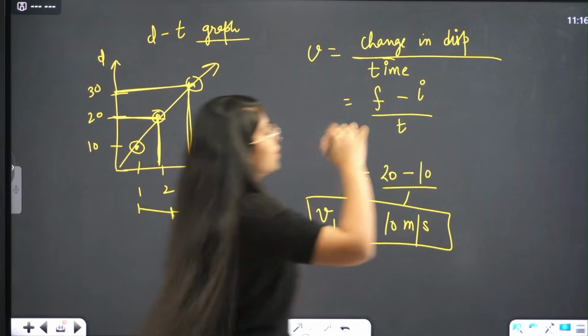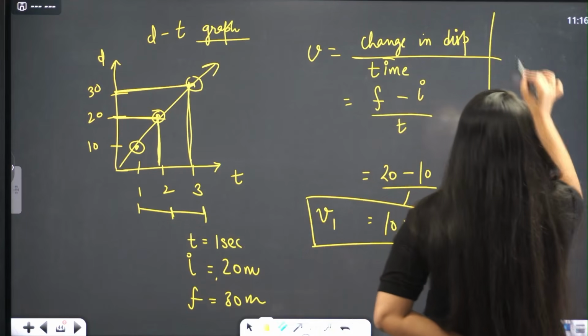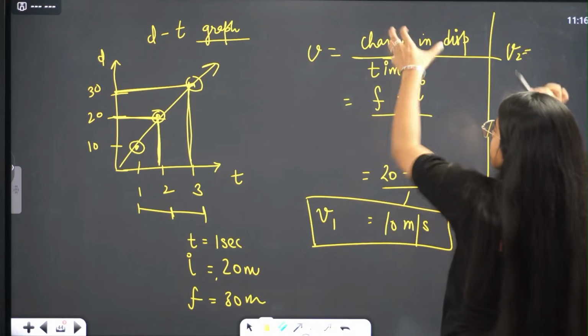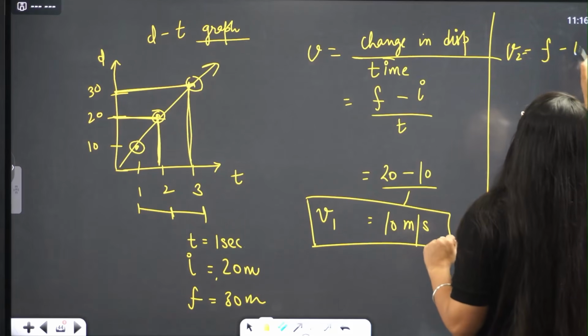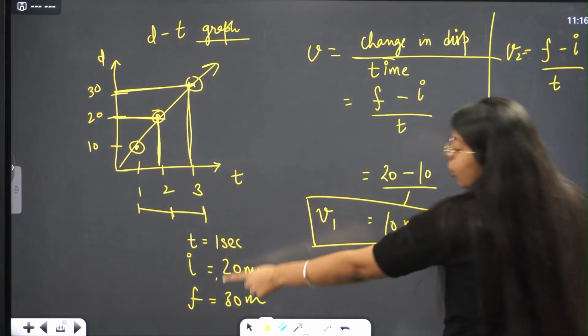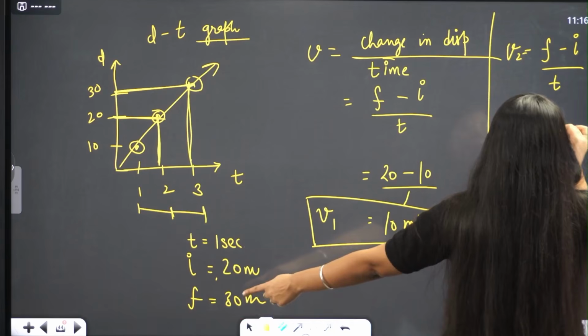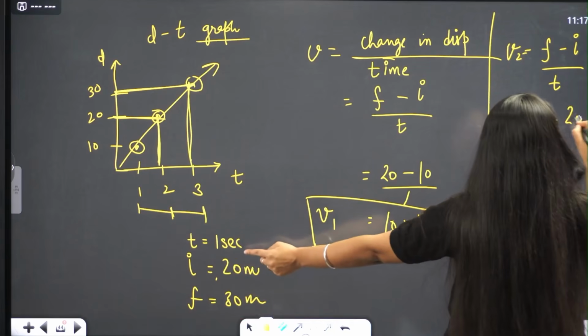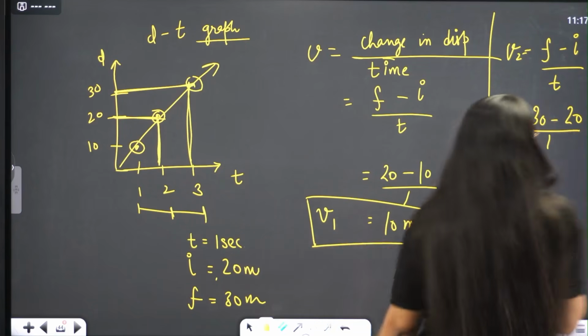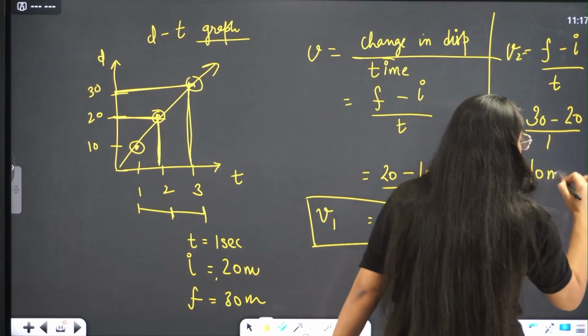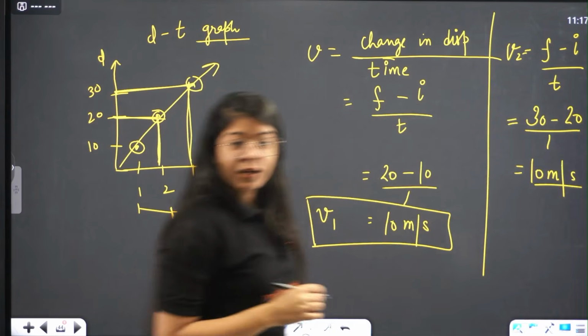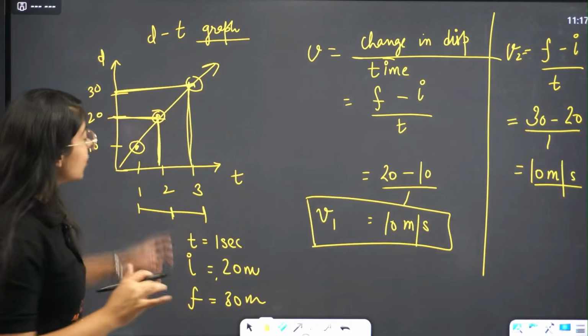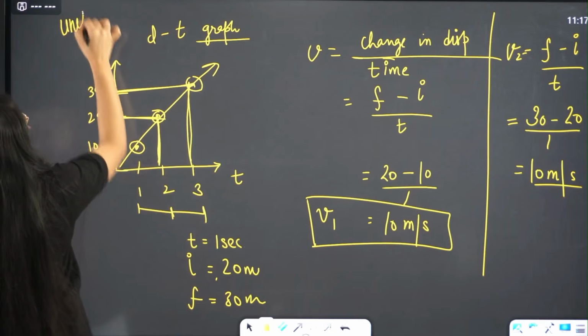Again, let me put the formula. Here we have again V2 equals change in displacement by time: final point minus initial point divided by time. Now final point is 30 meters minus initial point 20 meters, divided by time, which is 1. So this will also be 10 meter per second. This is for uniform motion.